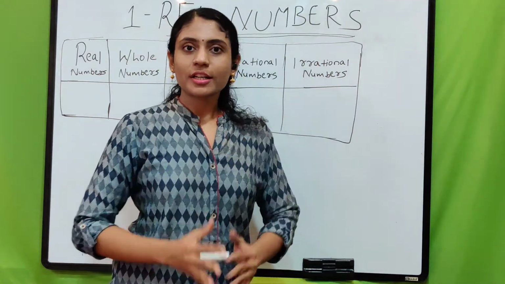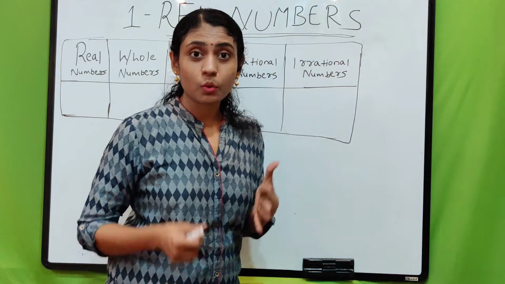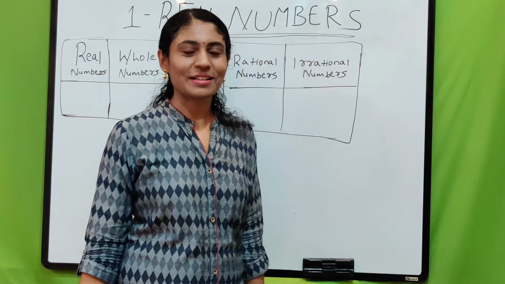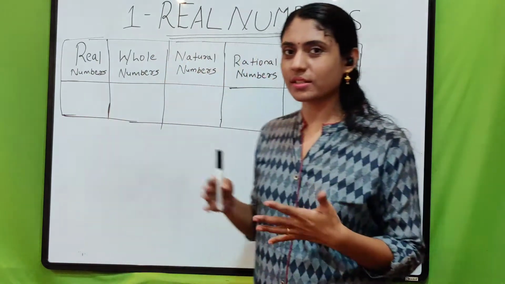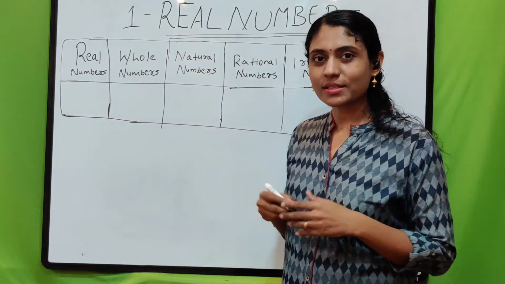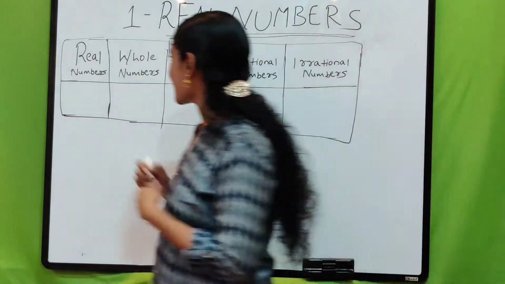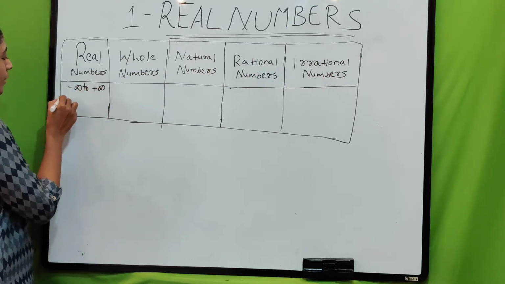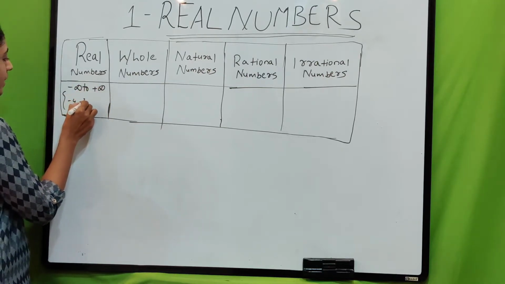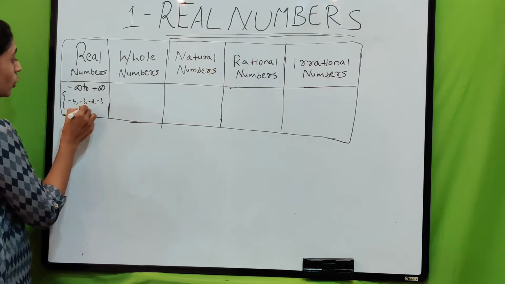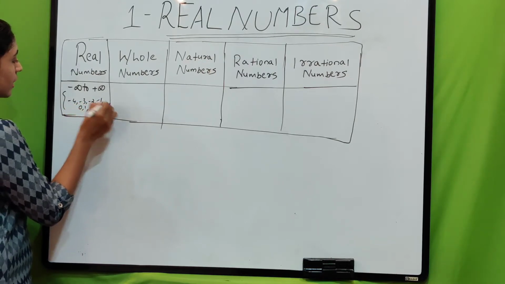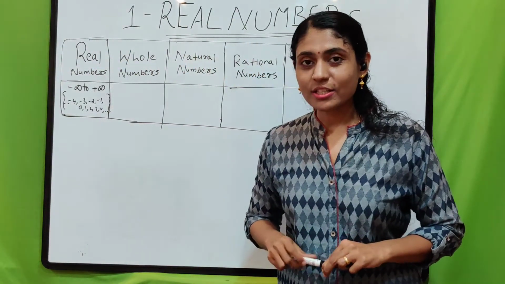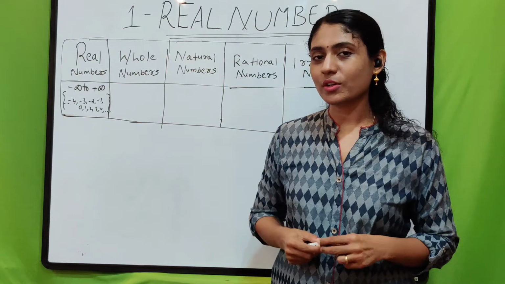See, in our lower classes we studied what is a real number, what is a whole number, what is a natural number, what is a rational number and what is an irrational number, right? So what is the difference among them? Real numbers range from minus infinity to plus infinity. For example, minus 4, minus 3, minus 2, minus 1, 0, 1, 2, 3, 4, etc. This is a set of real numbers. It can be negative integers, positive integers, or 0 as well.